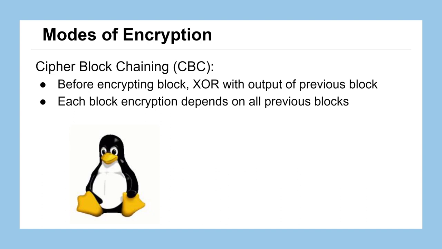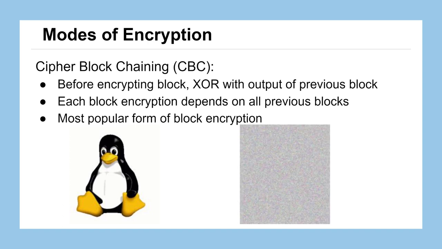The encryption of the third block will depend on what you got from the second block, and therefore also the first block. So every block that you encrypt using this method, just that simple addition of an XOR of the plain text of your second block with the ciphertext of the first block, links all of these together, so every block depends on all of the blocks before in the chain. It is the most popular way to use a block cipher to encrypt messages because it gives you a much more pseudo-random looking encrypted output.